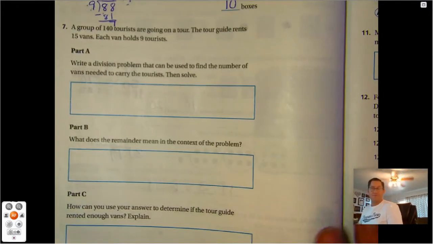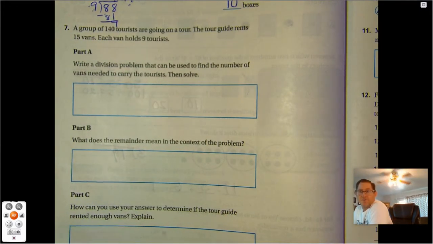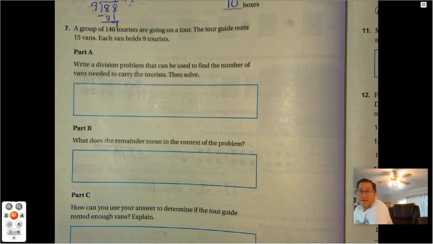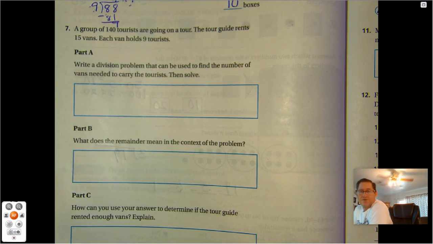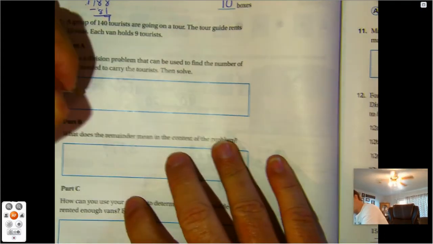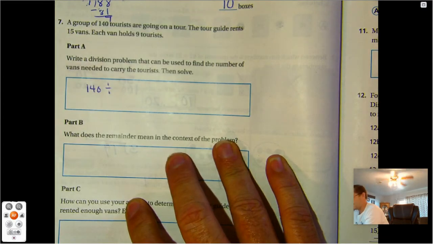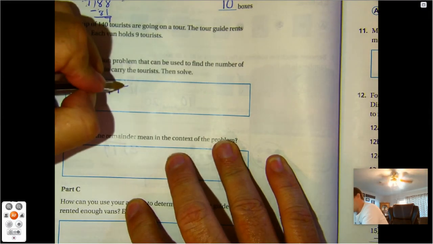Number 7. A group of 140 tourists are going on a tour. The tour guide rents 15 vans. Each van holds 9 tourists. Write a division problem that can be used to find the number of vans needed to carry the tourists. Then solve. So we have 140 tourists divided by 15 vans.